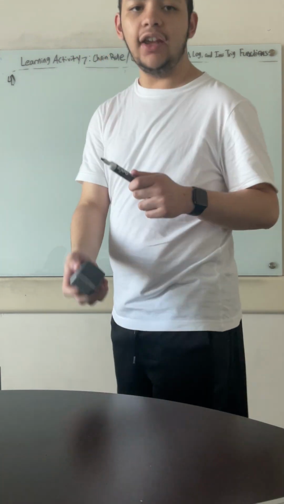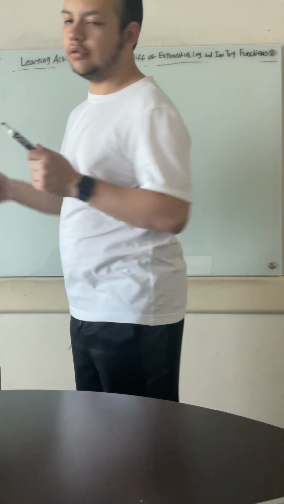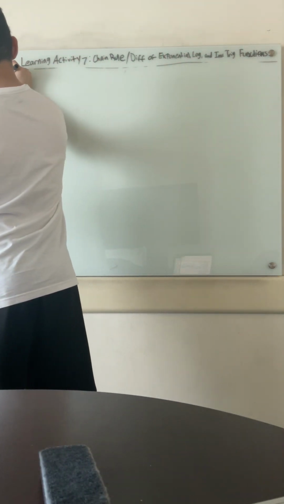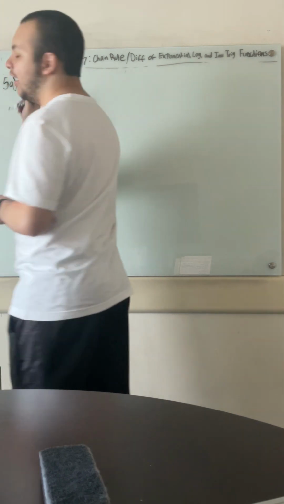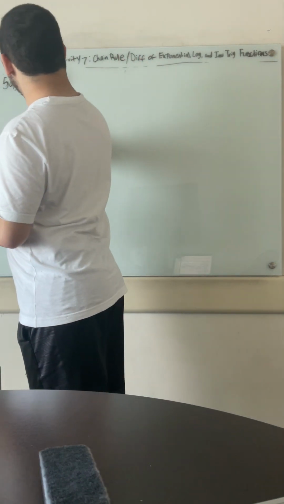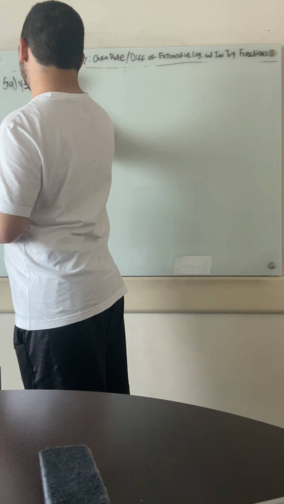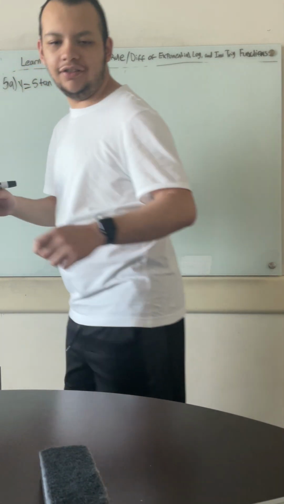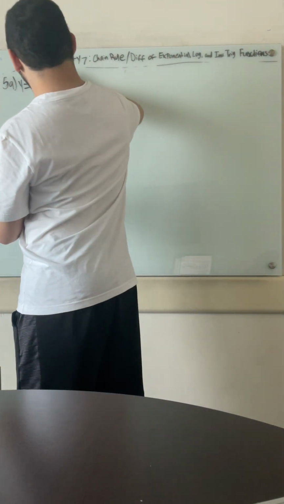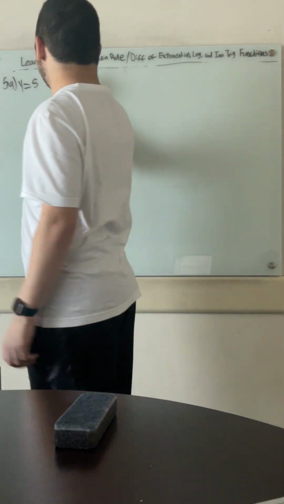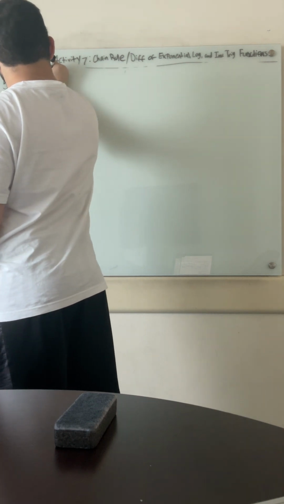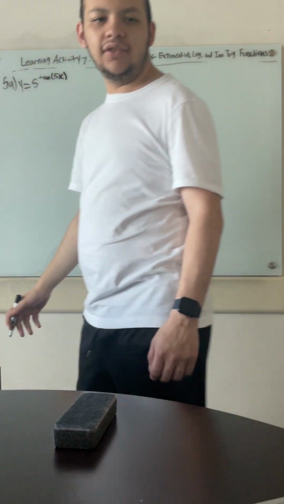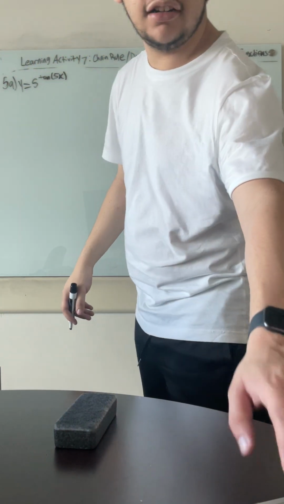All right, so for 5a, we have y equals 5 to the power of tangent of 5x. And let me just recall something really quick right here.